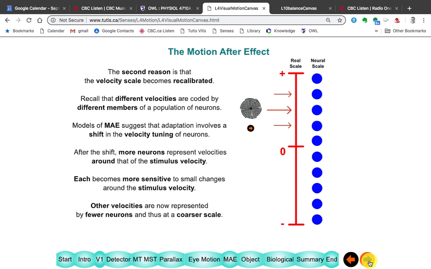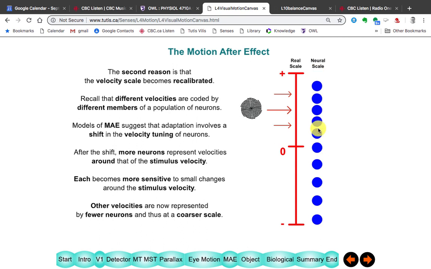But there's a better reason for this happening. We said before that what you have in MT is all these cells, and each one is sensing motion in different speeds and directions, so it's looking at this motion and figuring out what speed it's going in. And what's happening is that which cell is measuring that speed changes over time. So the cells that have a similar speed to this moving object become sort of crowded together.